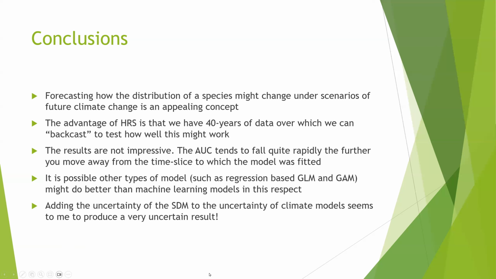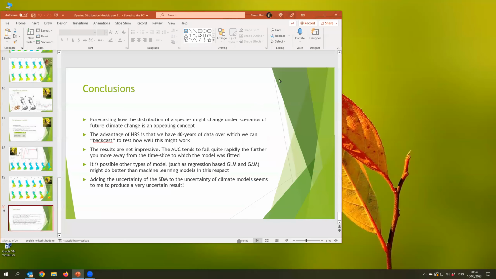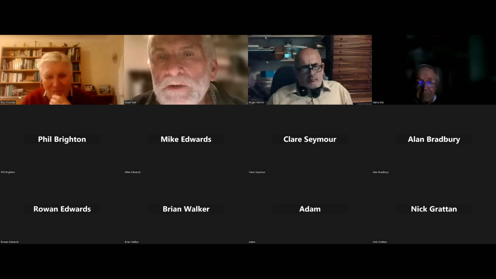But my general feeling about this is if you add the uncertainty of a species distribution model to the uncertainty of a climate model, it seems to me the results you're producing are pretty dodgy, really. And I certainly wouldn't want to be betting my mortgage on any of the results coming out of this. So I'm quite skeptical that this is really a terribly useful thing to do, really. And that's about what I wanted to say, really.